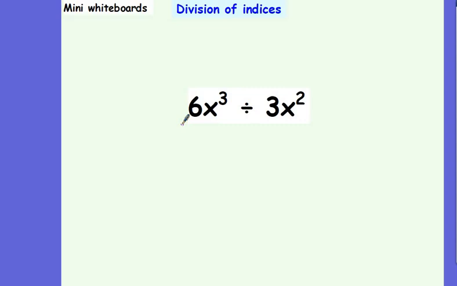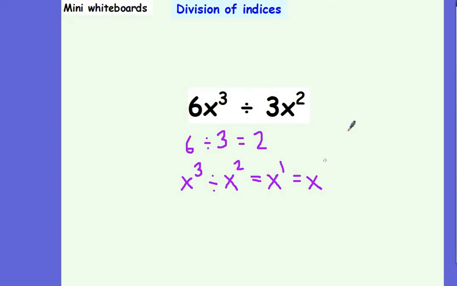Right, let's talk about it. Looking at our numbers, we've got 6 divided by 3, which gives me 2. Looking at my letters, I've got x to the power of 3 divided by x to the power of 2, which gives me x to the power of 1, or just x. Putting it all together, my answer is 2x.